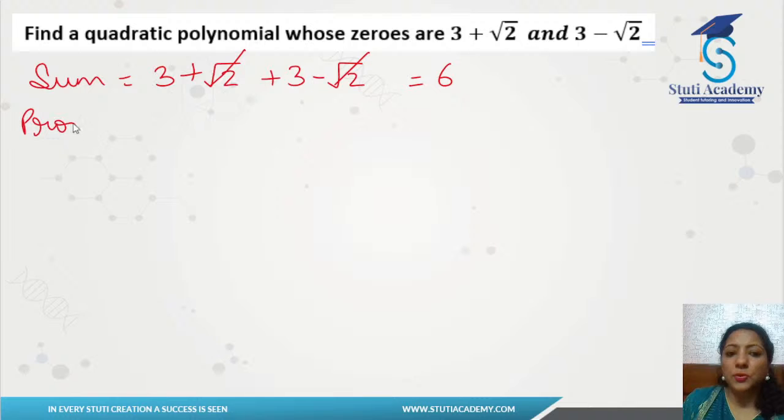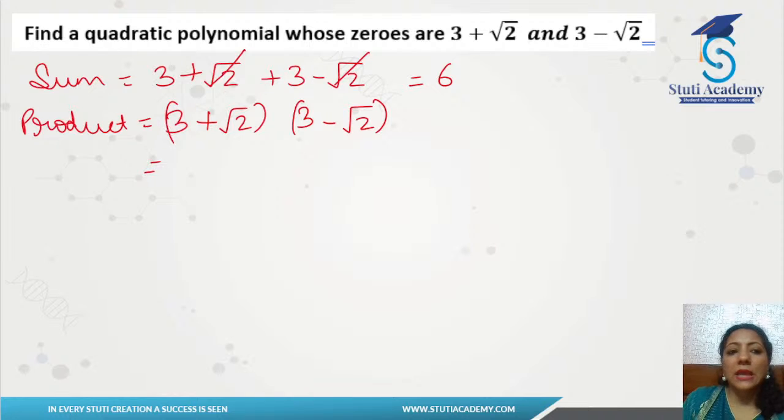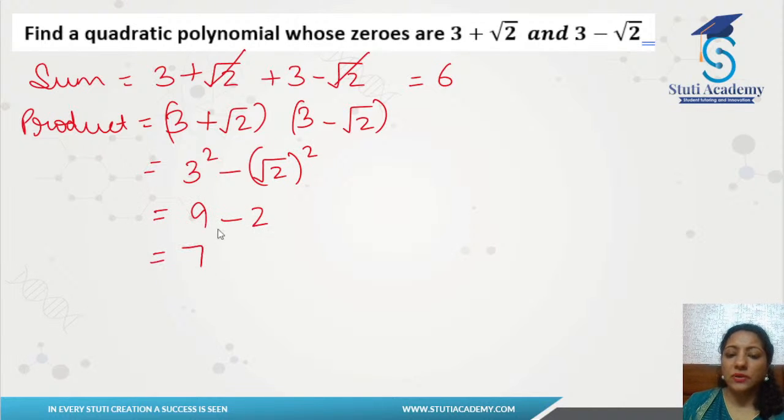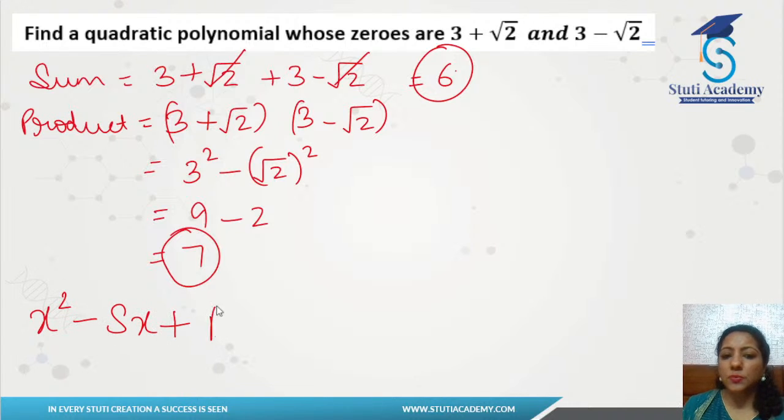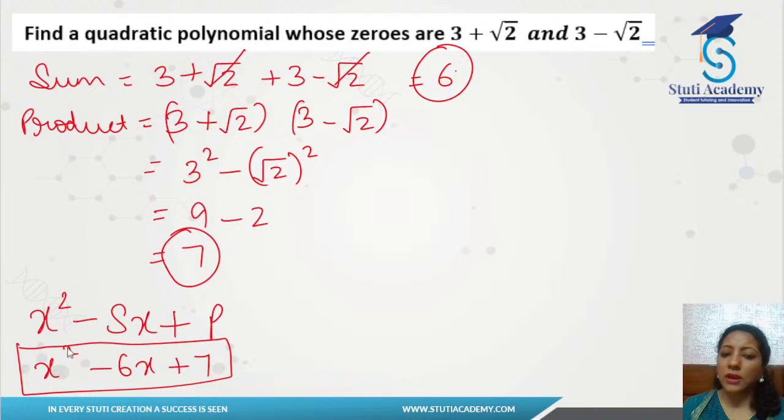And then let's solve for the product of the zeros. 3 plus root 2 into 3 minus root 2. So this is of the form a plus b into a minus b, that is a square minus b square. So this is actually 9 minus 2, that is 7. This is sum of the zeros and this is product of the zeros. And we know the formula for solving this is x square minus sum of the zeros into x plus the product of the zeros. That is x square minus 6x plus 7. So this is the required quadratic polynomial.